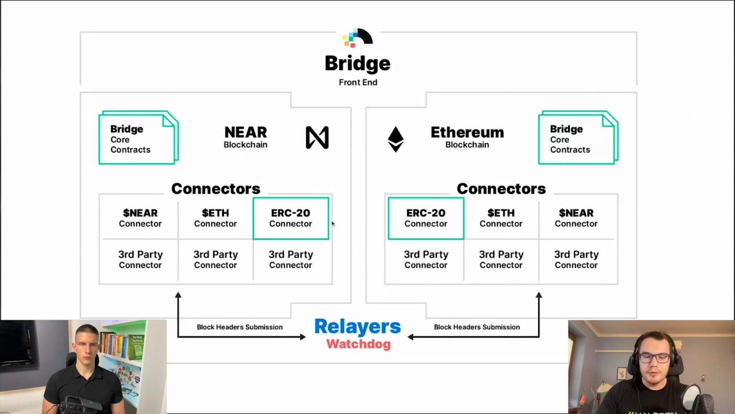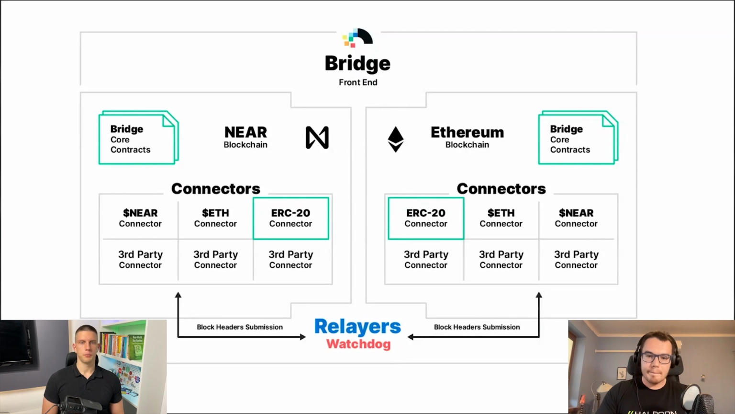So for an ERC20 connector, if you have a token and you want the token to be transferred, then you have to have a connector for this ERC20 token on the left side and on the right side for them to communicate. If you want to send Ether, like you asked, then you also need an Ether connector on the left side and on the right side for them to be able to communicate.